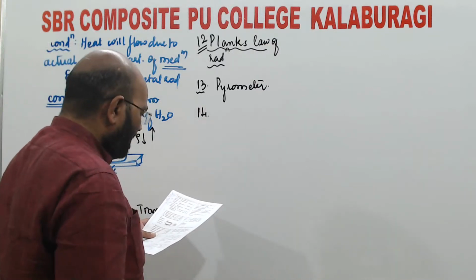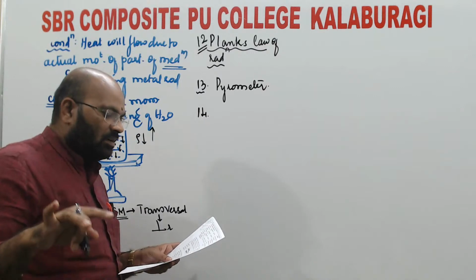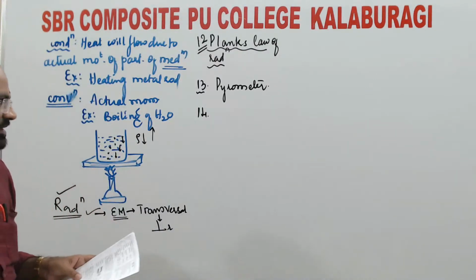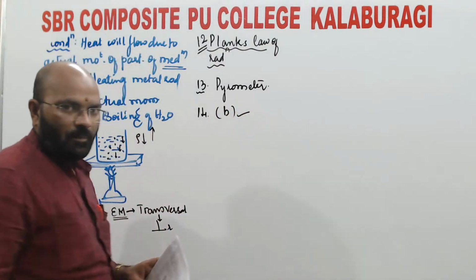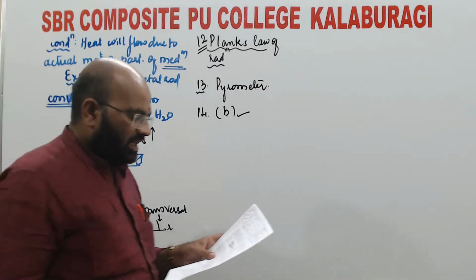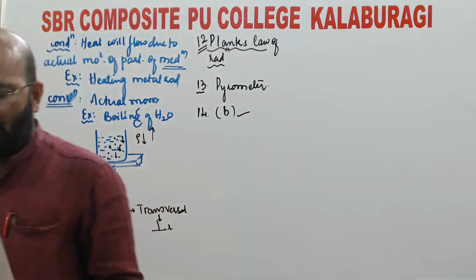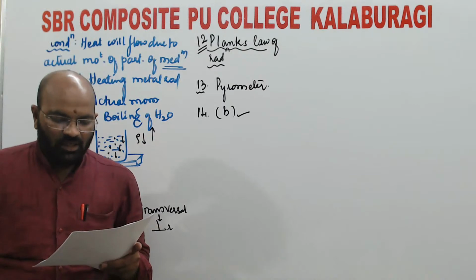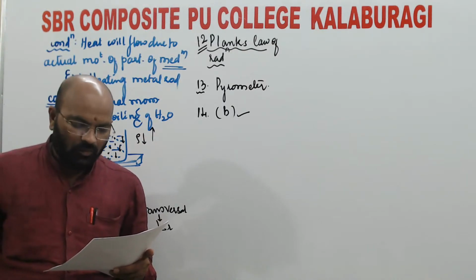Question number 14: IR radiations do not arise due to electron transition in atoms. So option B is the correct answer for us. Okay, next: a hot body and a cold body are kept in vacuum, separated from each other. Which of the following causes the decrease in the temperature of the hot body?